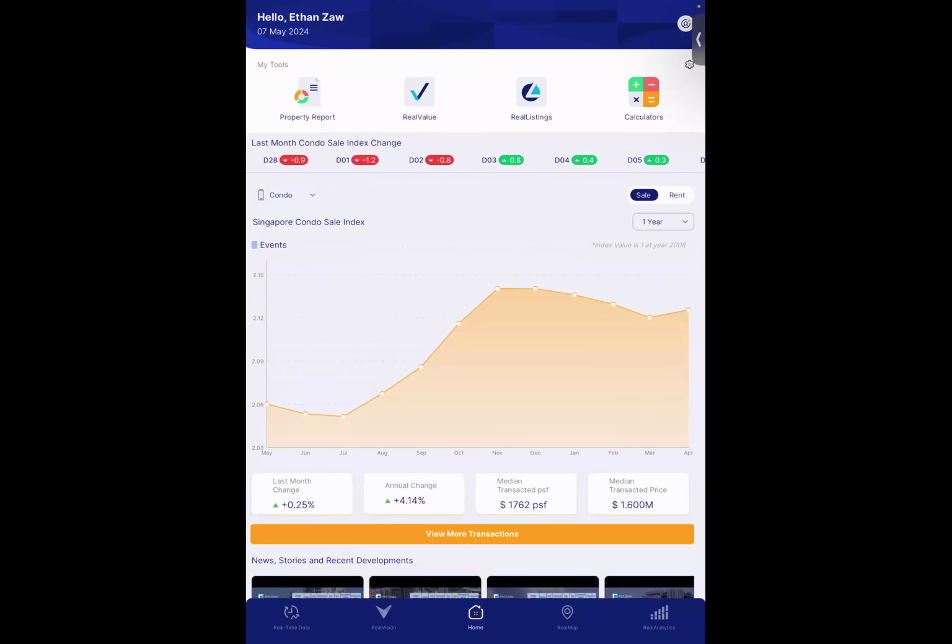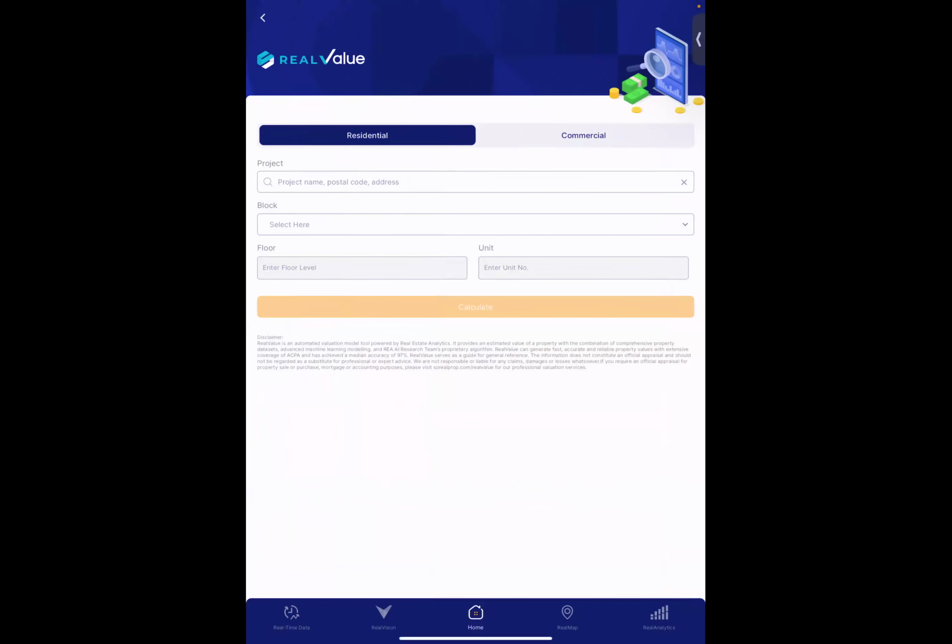Let's move on to estimate value. Estimate value, I'll say something that you are familiar with. SRX got X value, we got estimate value. Our estimate value is called real value. So SRX is X value, ours is real value. So it works in the same way. Type in the address, unit number, everything, and you will get the estimate value.